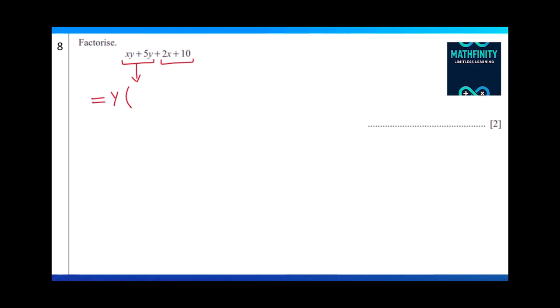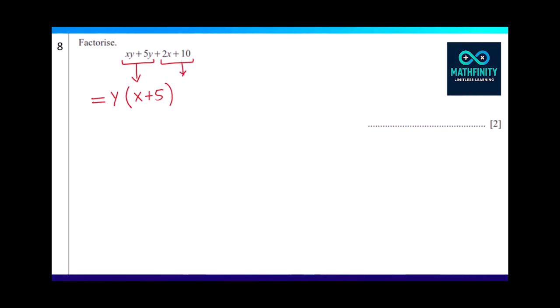What do we have to write inside the bracket? x plus y. And what is common from the second pair? Only a number is common, and that is 2. 2 is common between 2 and 10. What do we have to write inside the bracket? x plus 10 divided by 2, 5.